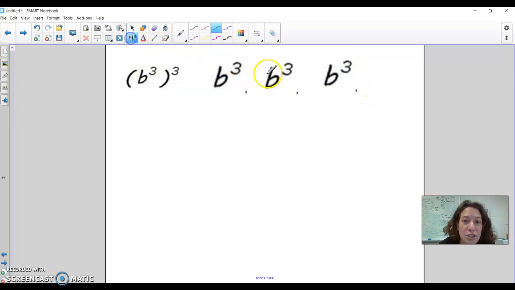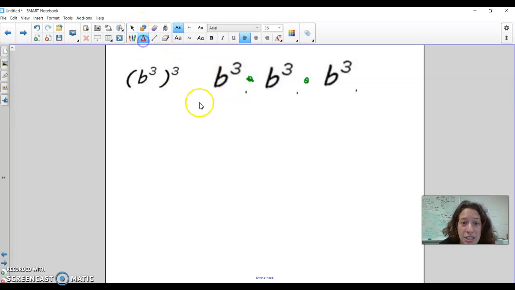And I could break that down even more. Now remember, don't forget, these guys are multiplying. Everything's multiplying. B to the 3rd power is just B times B times B. So here we go, B times B times B. Then I'm going to do it again, because there's another one. So let's copy that.